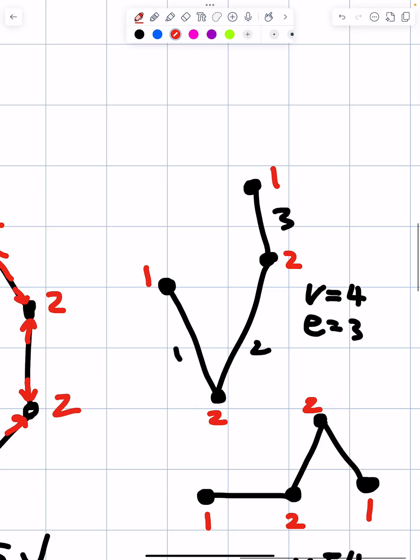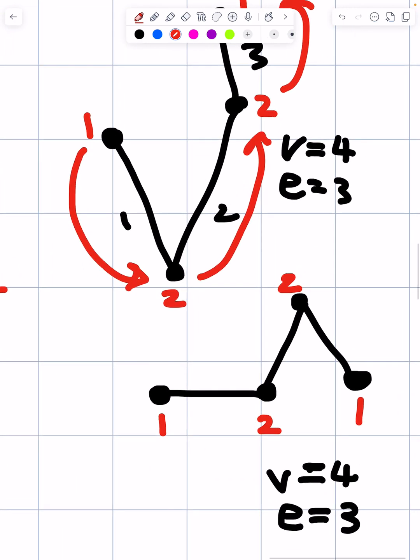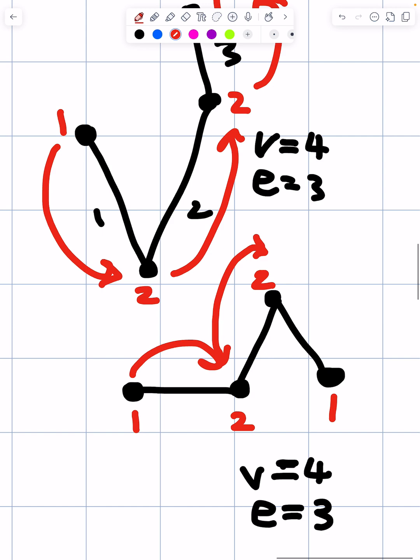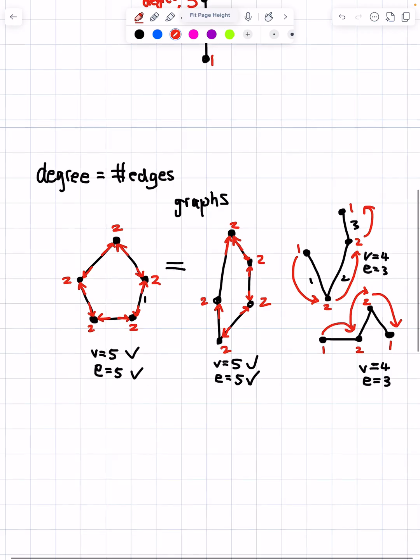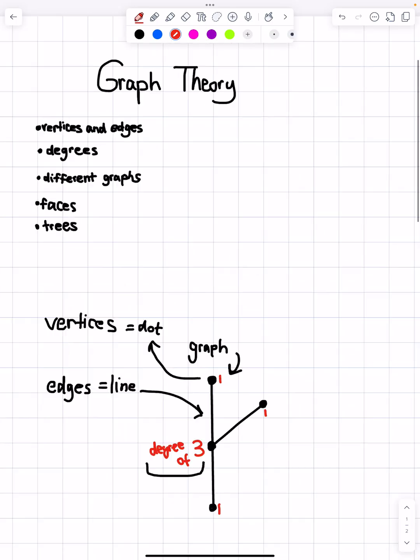So now we know that they're the same graph. Why? Because 1 is connected to 2, 2 is connected to another 2, and 2 is connected to another 1. Same goes for here. A vertex with a degree of 1 is connected to a vertex with a degree of 2, and that vertex of a degree of 2 is connected to a vertex of a degree of 2, and that vertex of degree 2 is connected to a vertex with a degree of 1. So they are the same. These two are equal to each other. Now, that's how you find different graphs.